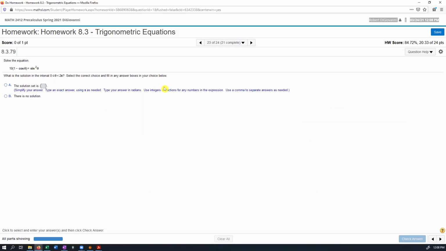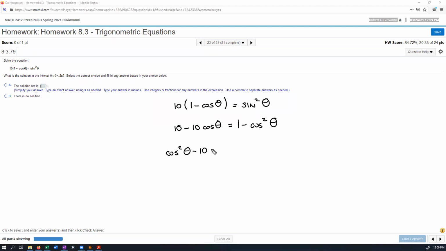Okay, getting close. All right, so now we have 10 parentheses, 1 minus cosine theta, and then sine squared theta. Distribute the 10. And then on the other side, I'm going to use the Pythagorean identity to get everything in terms of cosine. Move all my cosines over to one side. I have a 10 here. I'm going to subtract 1, so I'm going to have plus 9. That looks like x squared minus 10x plus 9 equals 0, and that should factor to be x minus 9, x minus 1 equals 0.